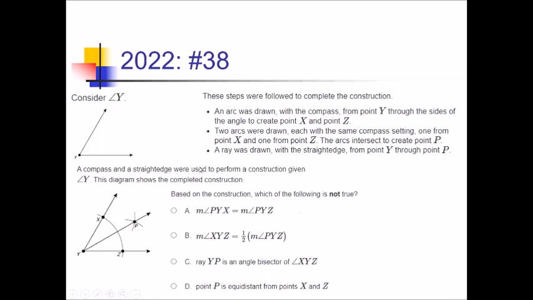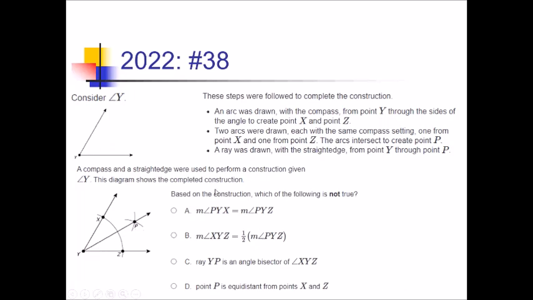For this problem, we're talking about a construction. We've got angle Y, and then we drew an arc with a compass from point Y through the sides of the angle to create points X and Z. So X and Z are going to be the same distance from Y. And then we drew some arcs from X and Z, and where those arcs intersected, that gave us point P. And then we drew a ray through points Y and P.